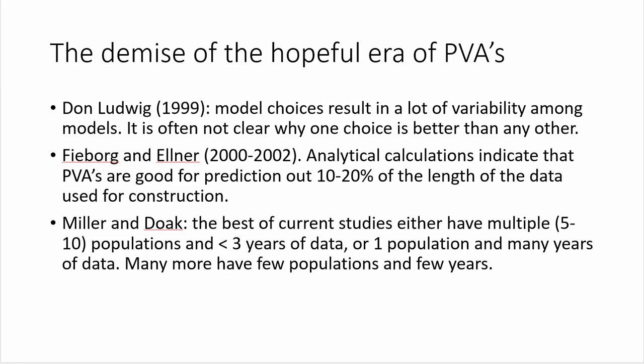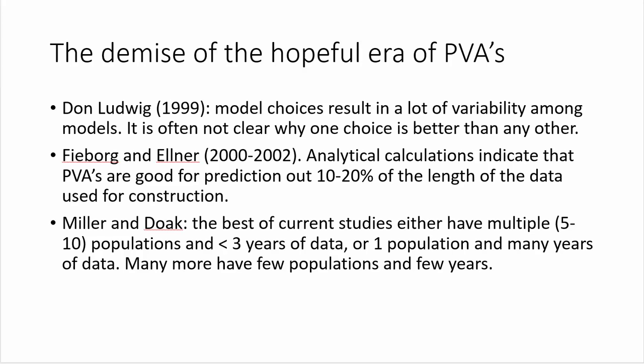Then in the early 2000s, Fieberg and Ellner wrote a series of papers looking at the robustness of PVAs, and suggested that PVAs are good for prediction out about 10 to 20% of the length of the data used for construction. So for every 5 years of data, you can predict out one year. That's not a very hopeful look at PVAs.